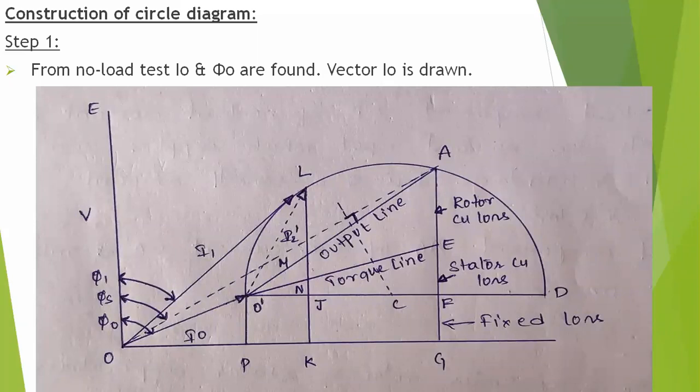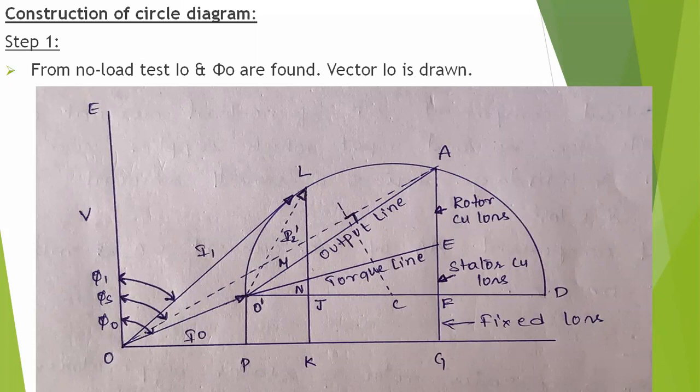So we can draw the circle diagram of an induction motor from the steps we are analyzing. These steps are mainly obtained from the first one, the no load test, the second one, the short circuit test or blocked rotor test, and the third one, the stator resistance test. From these three tests we analyze the data and combine it to construct a circle diagram. So first we will go to step one.